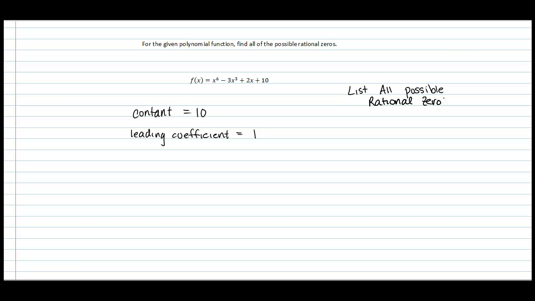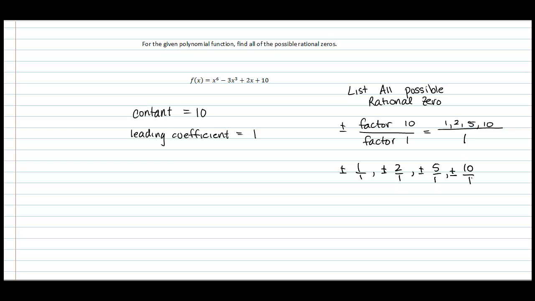So to list all possible rational zeros, we're going to take all the factors of 10 and divide it by all the factors of 1. And the factors of 10 are 1, 2, 5, and 10. And the factor of 1 is just 1. So we're going to have plus or minus 1 over 1, plus or minus 2 over 1, plus or minus 5 over 1, and plus or minus 10 over 1.